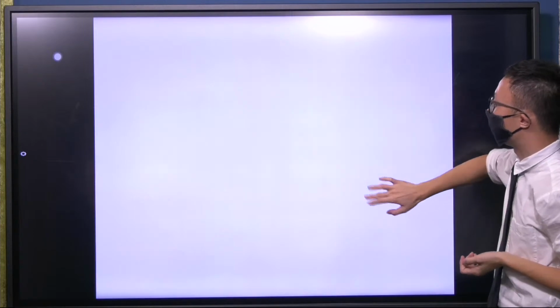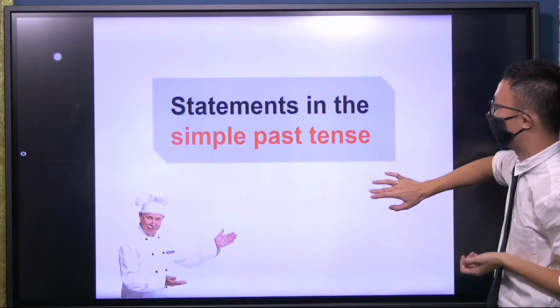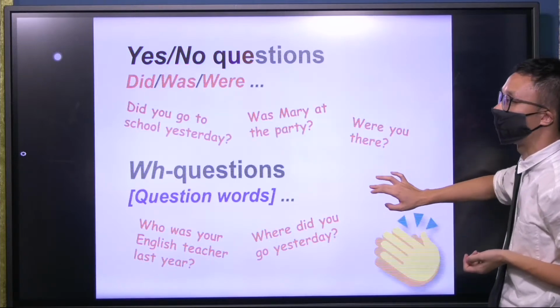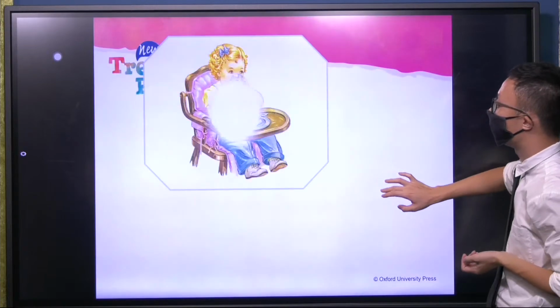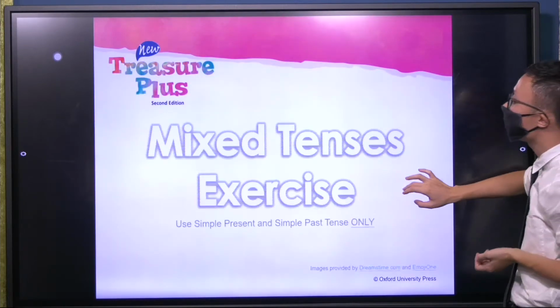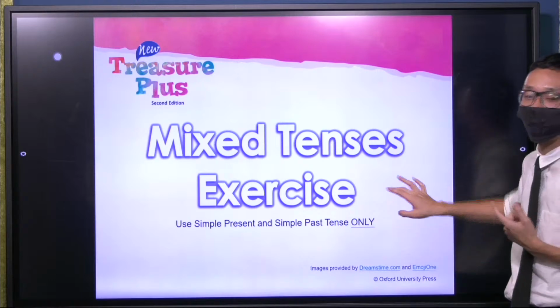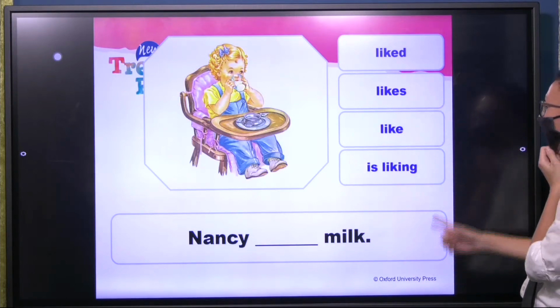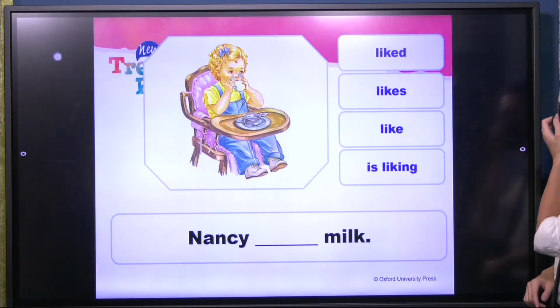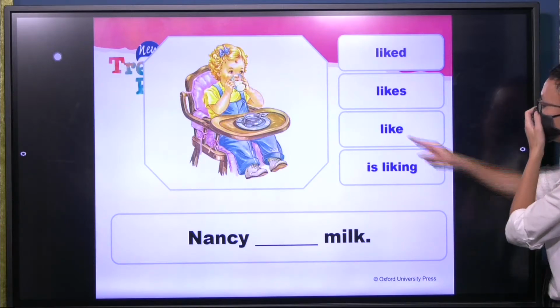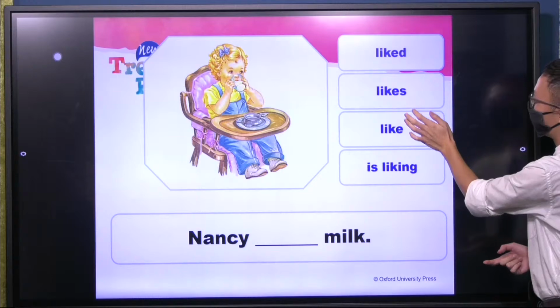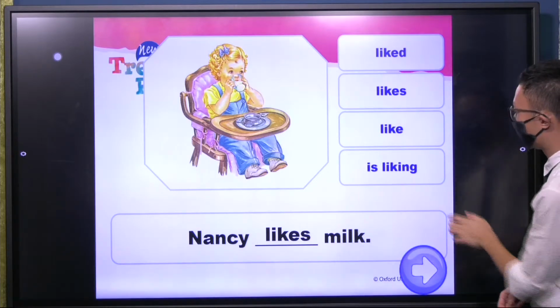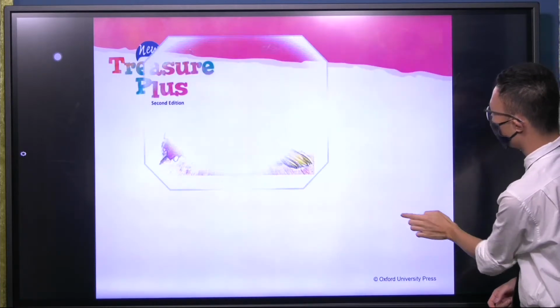Okay, now we just talk about something in the past. We use past tense, and when you introduce yourself, I hope you don't use past tense, because you only use past tense when you are talking about the past. All right. So these are the mixed tense exercises. Here, Nancy. So which one is it supposed to be? This one is something that she constantly does, right? So Nancy, a girl, is she? So it's supposed to be: Nancy likes milk. Okay.